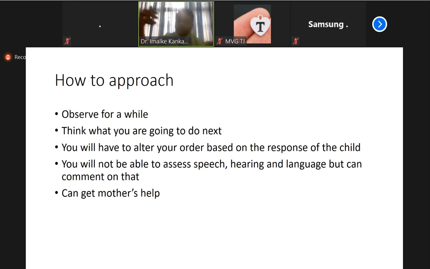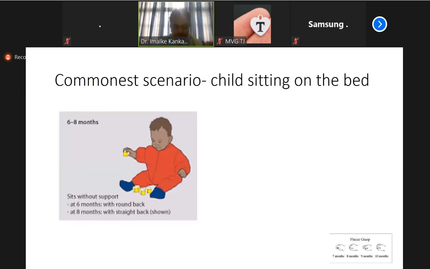Because rather than you trying to do these things, the child will be more familiar with mom, and that will help you to continue with your examination. Otherwise the child will start to cry. Now this is the commonest scenario. I'm telling you, this is the commonest scenario. Be prepared for this to get a distinction mark.